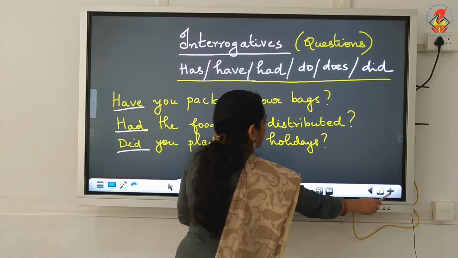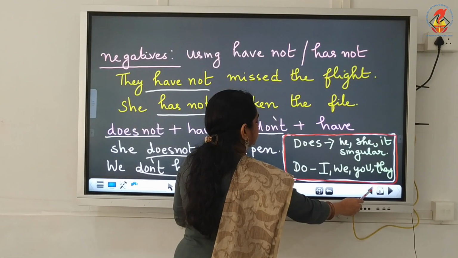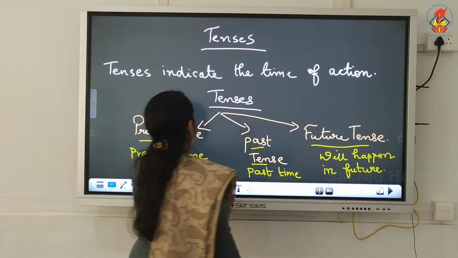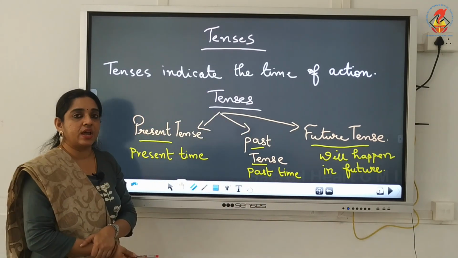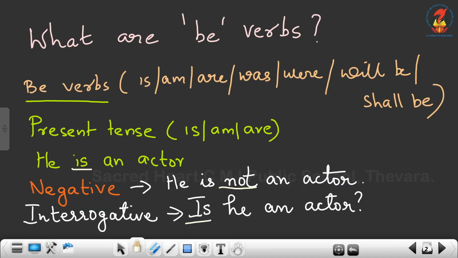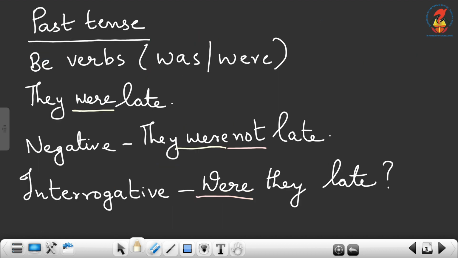Now, let us revise what we have studied right now. We have studied that there are three main tenses in the English language: present, past and future. Then what did we study? We studied about be verbs. What are be verbs? Is, am, are, was, were, will be and shall be are called be verbs. Then in present tense, is, am and are are used as be verbs. You can make it negative by adding not. You can put it in the beginning of a sentence to make it interrogative. Interrogative means questions.